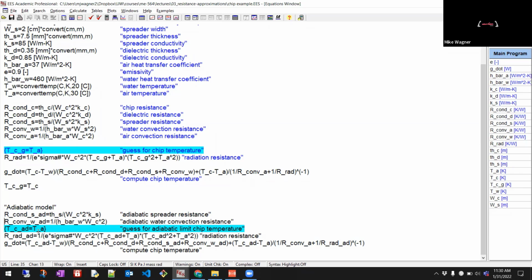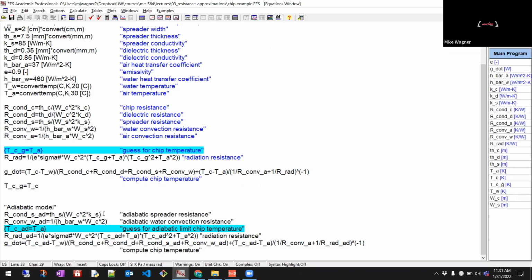Okay, then I had a guess. I calculated my radiation. Redid the energy balance. The G dot's still the same. The only thing that changed here was I'm using my adiabatic temperature. I'm going to solve for a new chip temperature as if the adiabatic assumption is in place. Okay, and again, everything else is the same. Note though that here, for the spreader, we're using WC, just the chip area, not the spreader area. Same thing for convection.